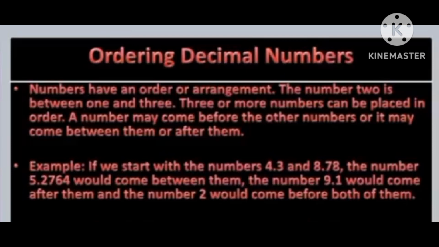Ordering decimal numbers. Numbers have an order or arrangement. The number 2 is between 1 and 3. There are more numbers that can be placed in order. A number may come before another number, or it may come between them, or after them. For example, if we start with the numbers 4.3 and 8.78, the number 5.2764 would come between them, the number 9.1 would come after them, and the number 2 would come before both of them.